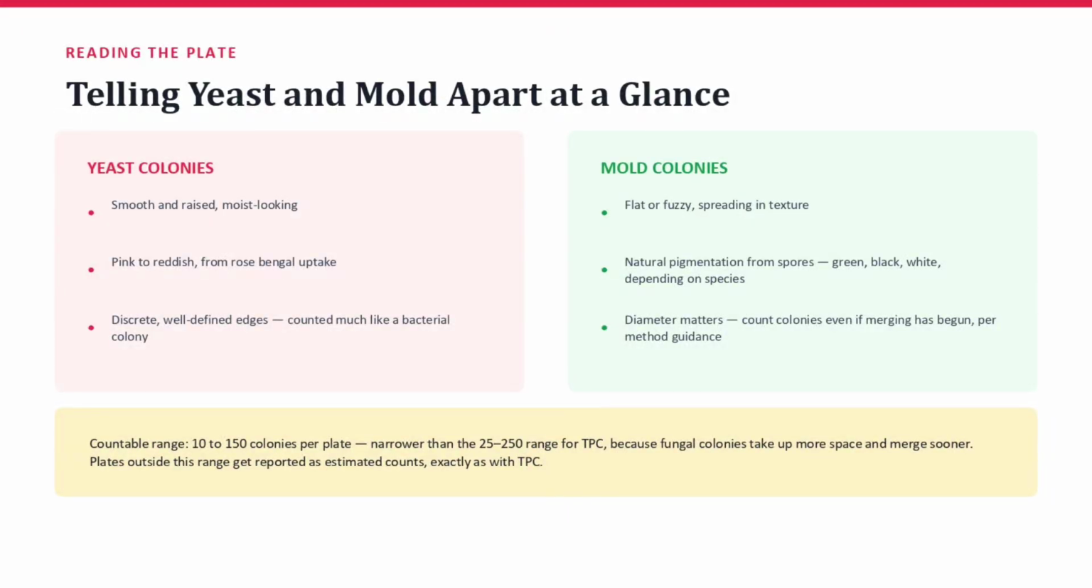Mold colonies: flat or fuzzy, spreading in texture. Natural pigmentation comes from their spores, which can be green, black, or white depending on the species. And here's an important detail: diameter matters. You count mold colonies according to method guidance even if some merging has already begun, unlike with bacteria, where merged colonies typically get excluded. The countable range here is 10 to 150 colonies per plate, narrower than the 25 to 250 range for TPC, because fungal colonies simply take up more space and merge sooner. Plates outside this range get reported as estimated counts, exactly the same convention as with TPC.